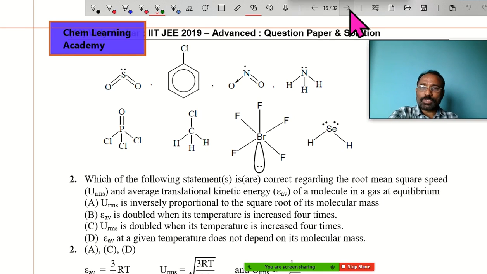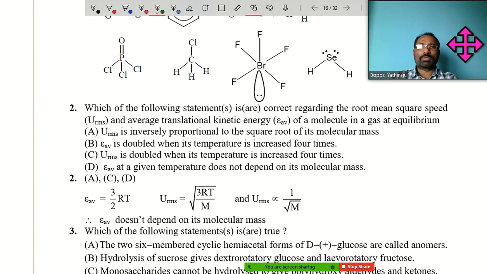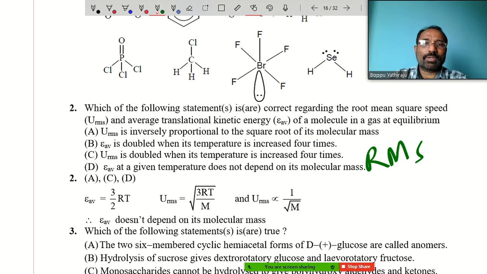Next, see question number 2. Which of the following statements is or are correct regarding the root mean square speed and average translational kinetic energy of a molecule in a gas at equilibrium? A. U_rms is inversely proportional to the square root of its molecular mass. It is the right statement. You know very well RMS velocity is proportional to 1 by root m.